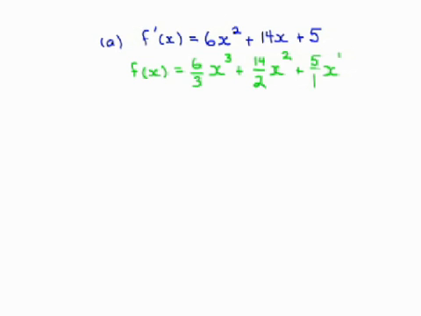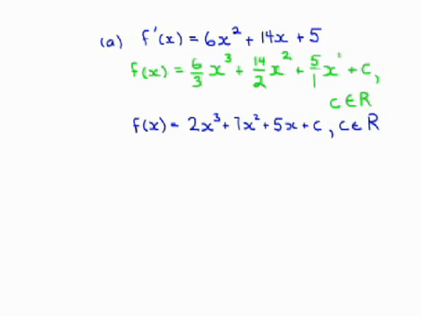And then I must put c, where c is an element of real numbers, meaning there is an infinite number of possibilities for c, or the y-intercept of our particular function. So when I simplify that, f of x is equal to 2x cubed plus 7x squared plus 5x plus c, where c is an element of real numbers.